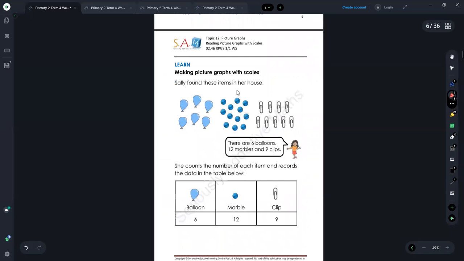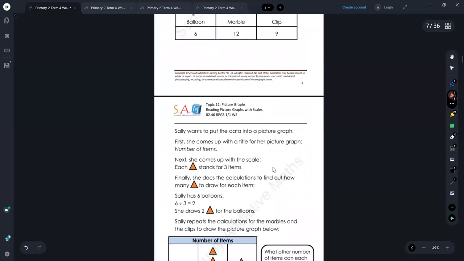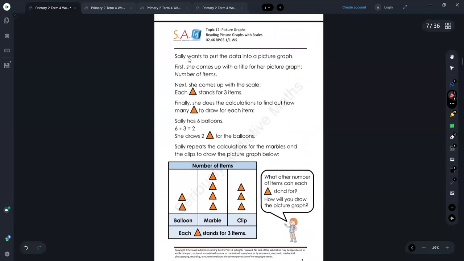Now the next lesson is making picture graphs with scales. Okay, so first of all, the first step, what they need to do is to count the number of balloons first. So 6 balloons here, 12 marbles, write it down, and then 9 clips. Okay, now they're supposed to do a scale. So she wants to put the data in the picture graph. First, she comes up with the title, right? Number of items. Next, she comes up with the scale. So each scale stands for 3.